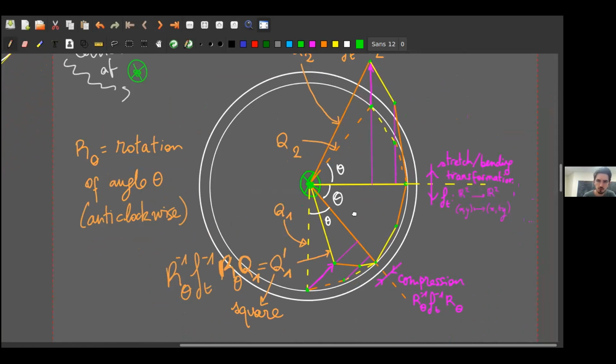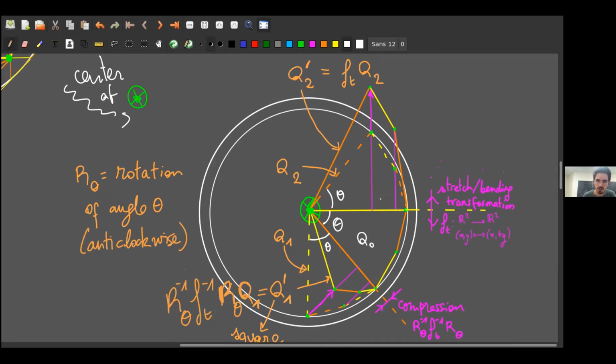So we have 5 squares. Here we have a square Q0, the starting square. We have the initial square before bending Q1, and then after bending Q1 prime, and on the other side, Q2 and Q2 prime. And so Q2 prime is obtained by stretching Q2 along a vertical stretch, Ft. And Q1 prime is obtained starting from Q1, doing a compression with a different axis. The axis is obtained by rotation of angle theta from the vertical axis.